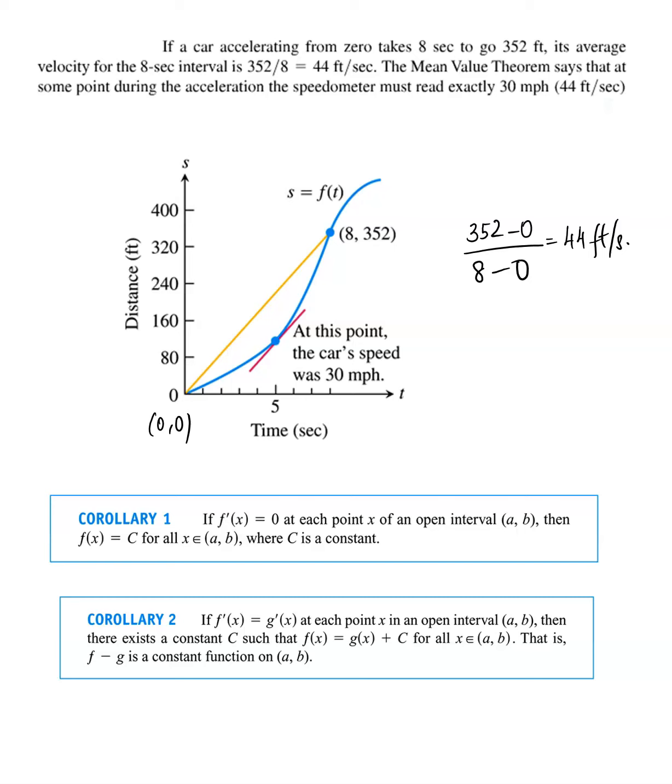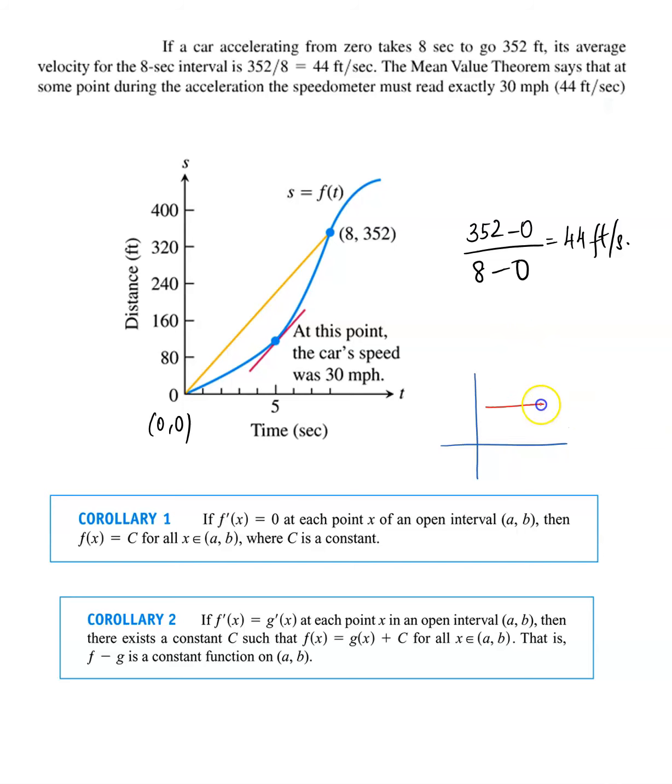Corollary 1 says if f prime of x is 0 at each point x of an open interval, then f of x equals c for all x that belongs to (a, b), where c is a constant. Think about this. They're saying f prime of x equals 0 at each point x on an open interval. Every point must have a slope that is 0. When can that happen? Think about it. If your graph is going up and down like this, you can only have one point here and one point here. So there are only 2 points between A and B that have a horizontal tangent. But we want every point to have it.